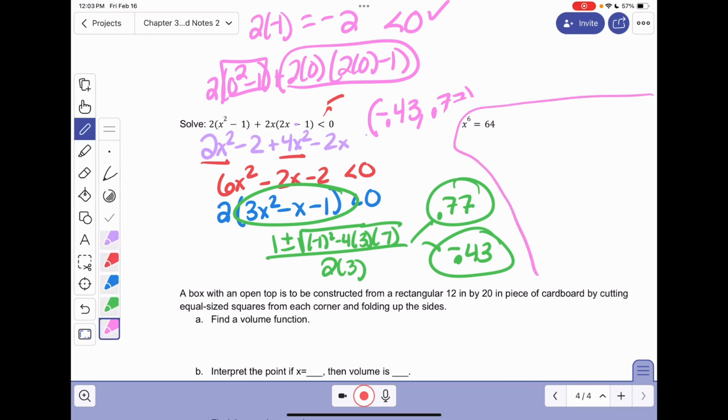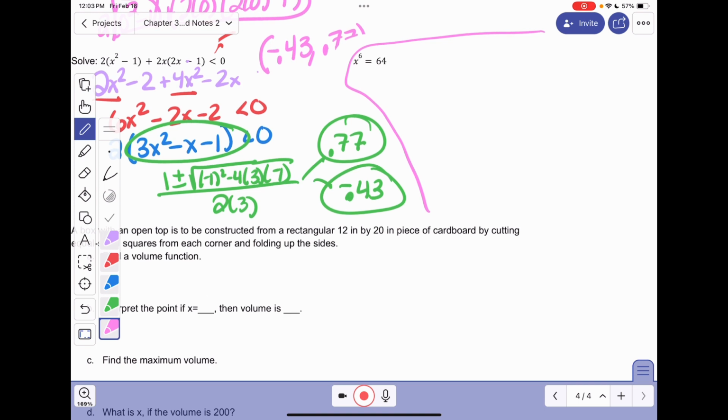Essentially, I could take the 6th root of both sides, but I don't know all of the solutions because I need to be able to get 6. So first, I'm going to subtract 64 from both sides and get x to the 6th minus 64. Now, 64 just happens to be 2 to the 6th. So this is x to the 6th minus 2 to the 6th equals 0.